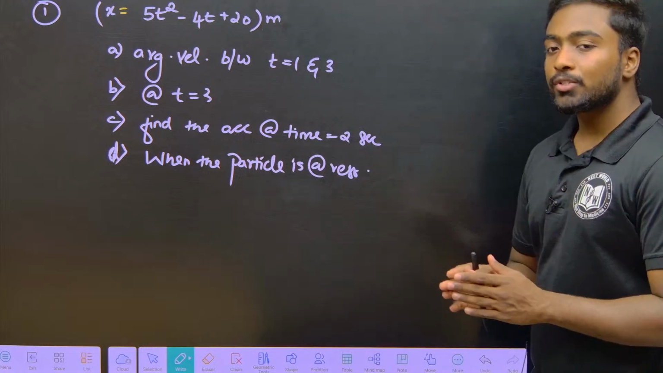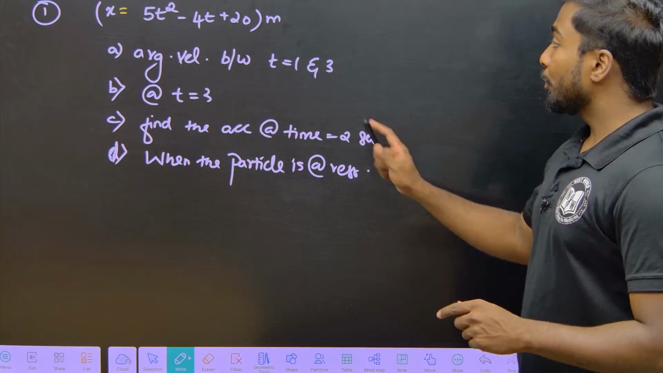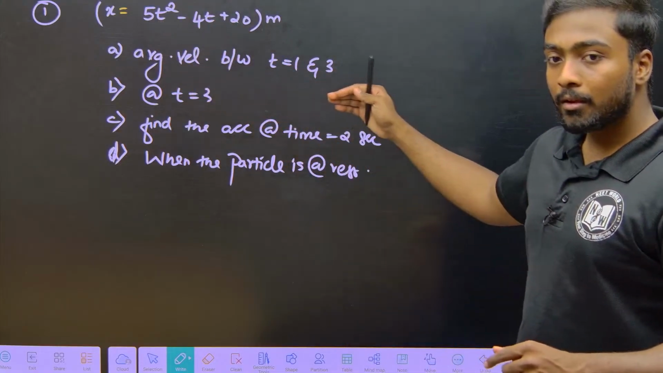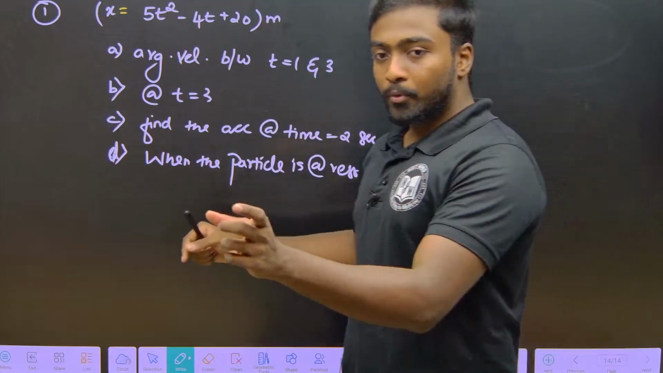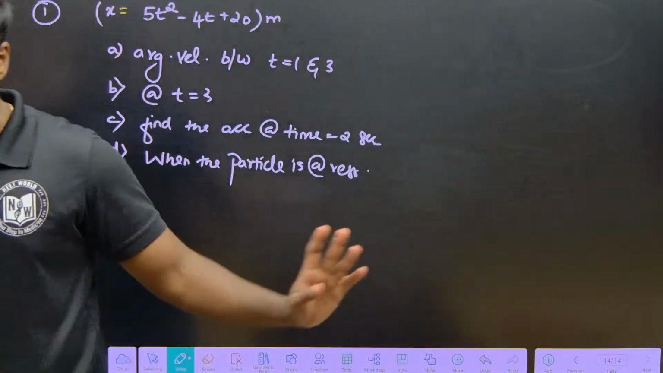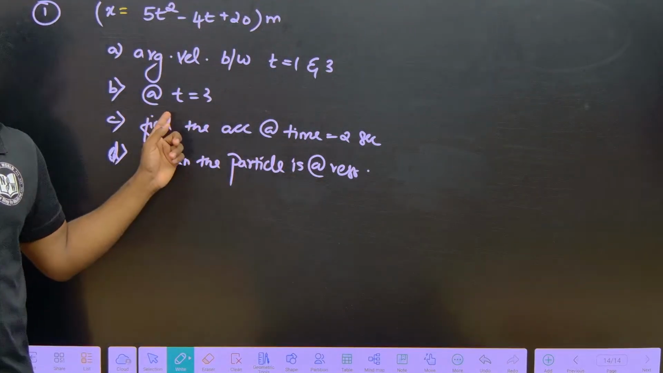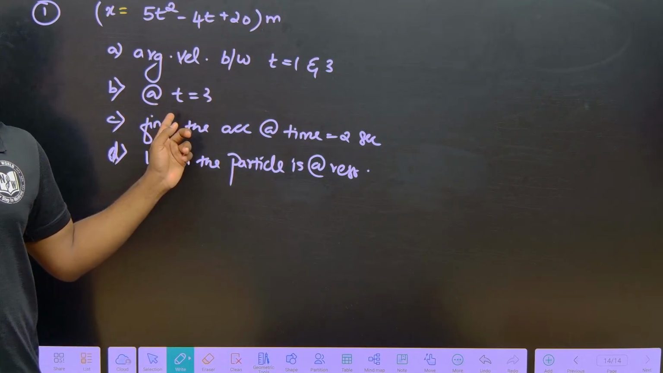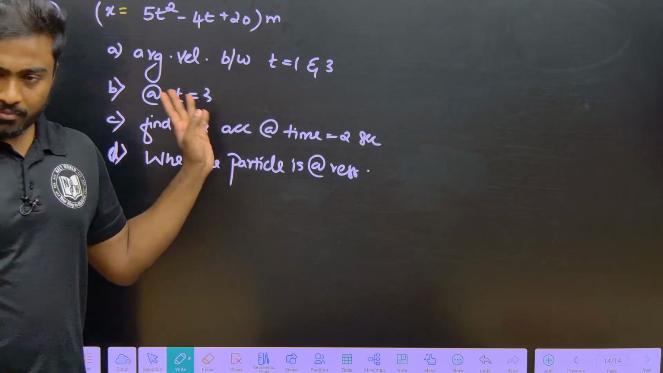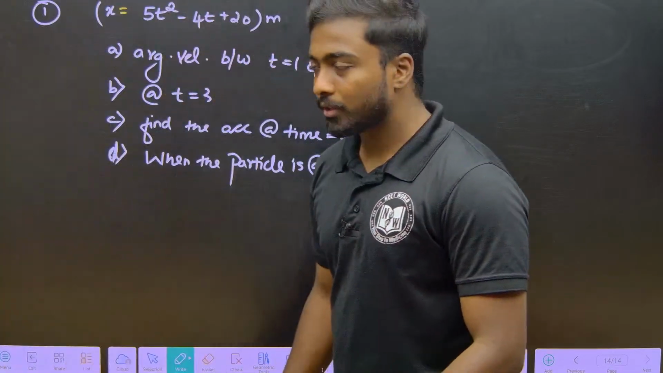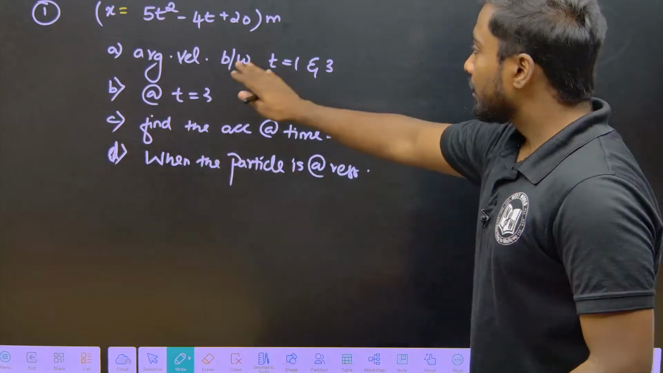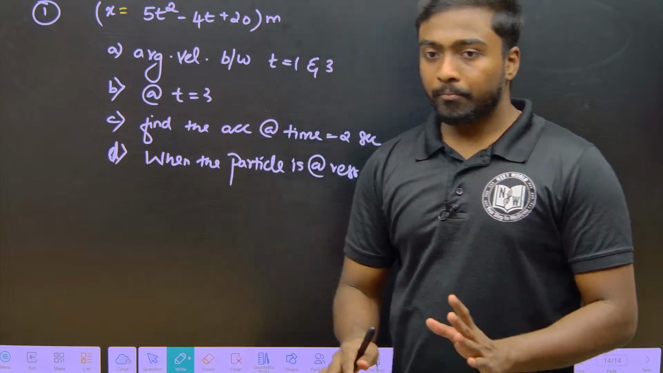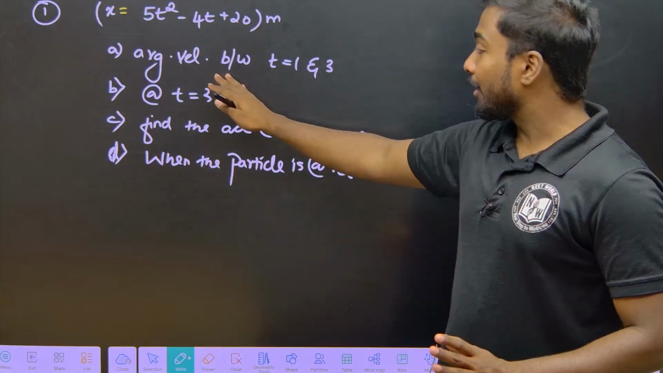Average velocity. What should I do? Substitute the values 1 and 3 in the equation, and divide by the change in time. It's the change in position with respect to change in time only, no? For velocity we have to do differentiation. First thing, no need to differentiate anything, directly substitute the value and get the position. Then divide by time, and you will get the average velocity.